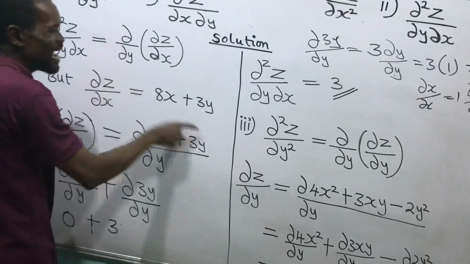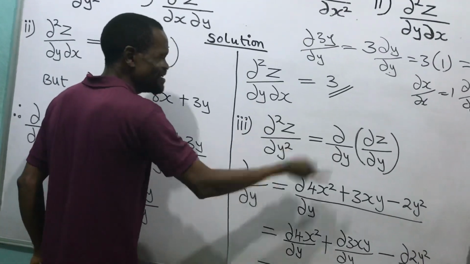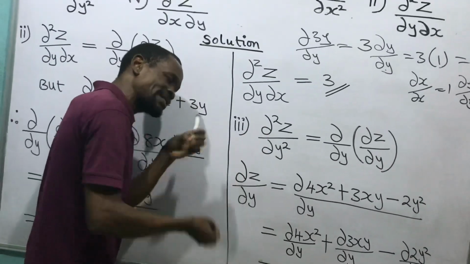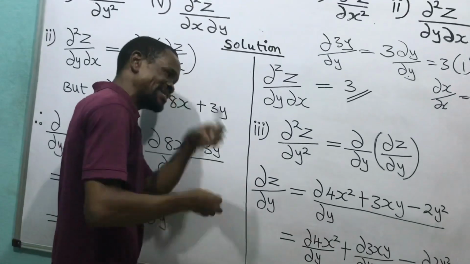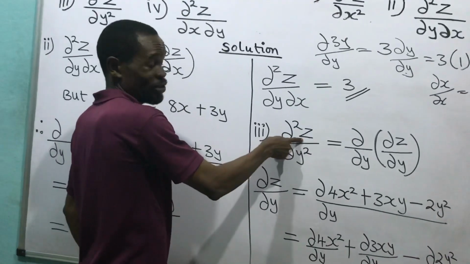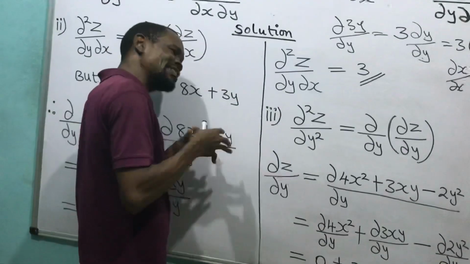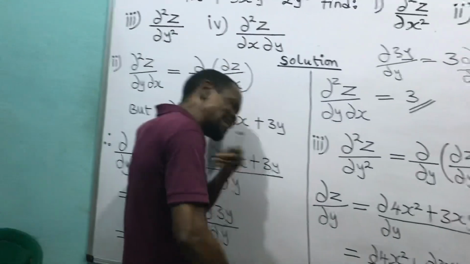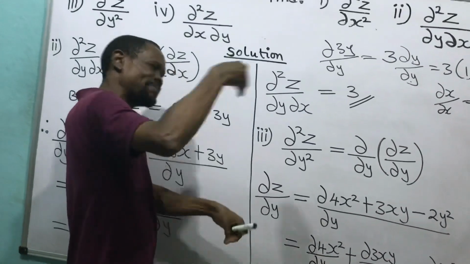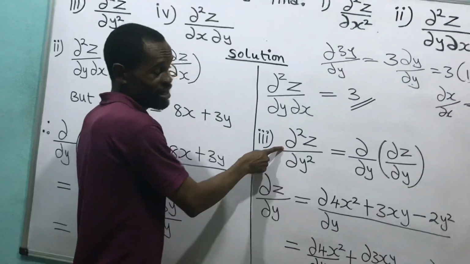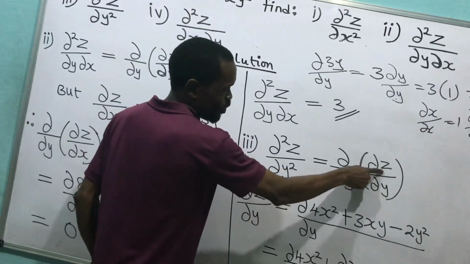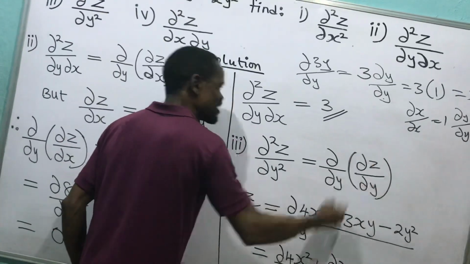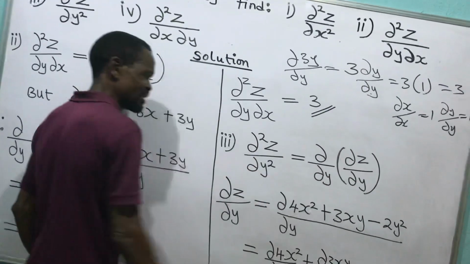Question number I. Second derivative of z in respect to y. I have to differentiate the function z in respect to y, and I differentiate it again in respect to y again. Look at it. That's what it means. This differentiation is partial differentiation of z in respect to y, and again, partial differentiation of the result in respect to y again. That means differentiating the function z in respect to y, and after I have gotten whatever I'm getting for this, I'm going to differentiate it again in respect to y.